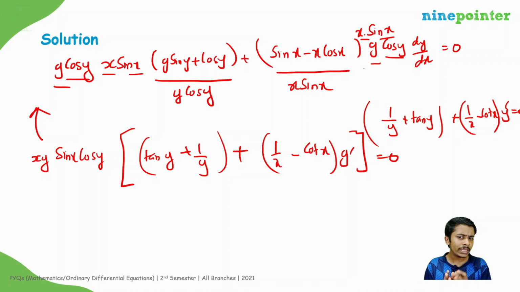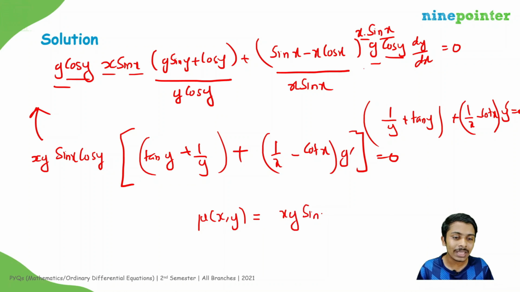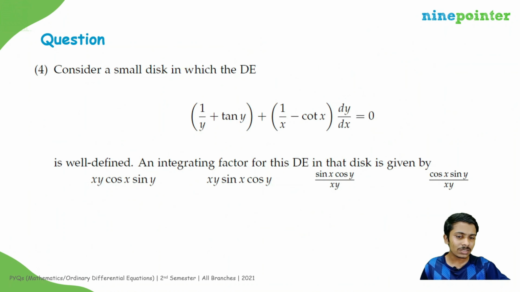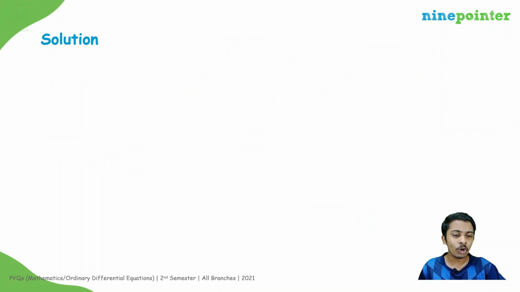So this xy into sin x cos y, which is a term that gets extra multiplied, actually gives us the solution. This extra term actually helps us easily find the solution. So it should be converting this into the exact form, right? This extra function that we have found is our integrating factor. So the integrating factor is xy into sin x cos y. Let's check if this is in the options. Yes, this is the second option. This is the correct answer. I hope that it's clear.